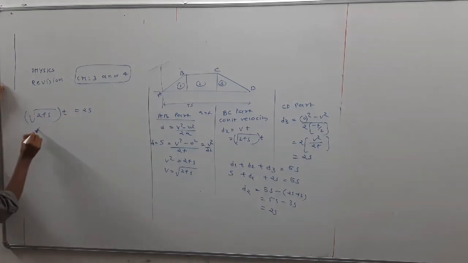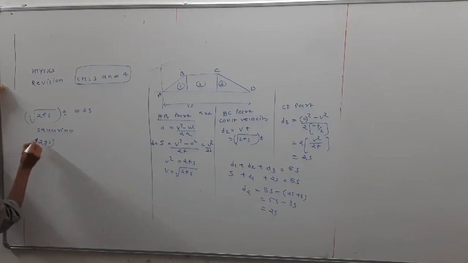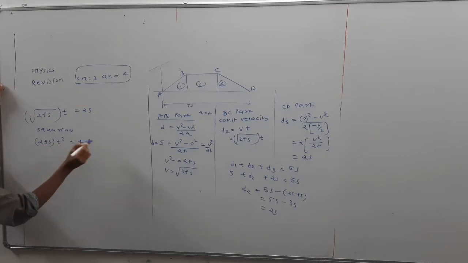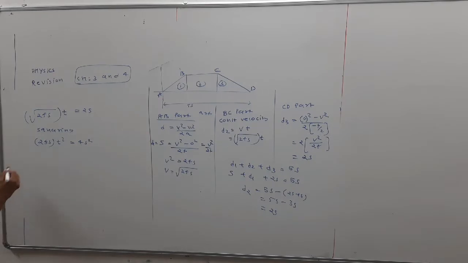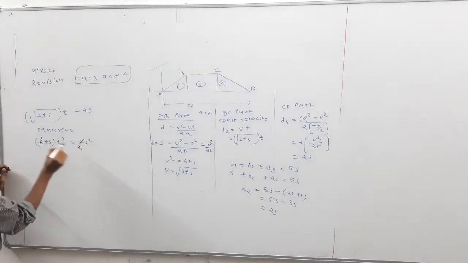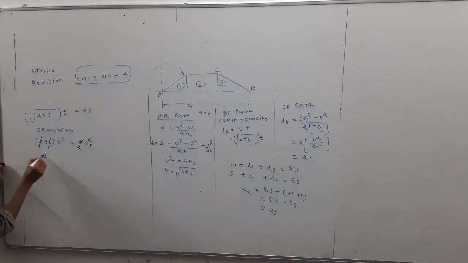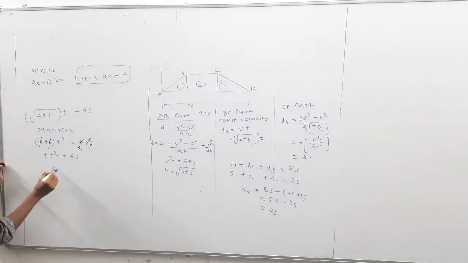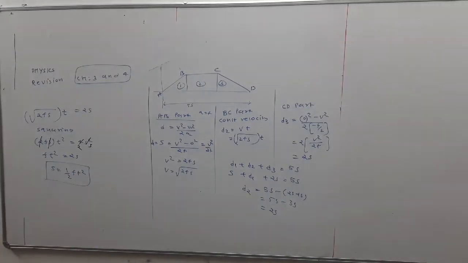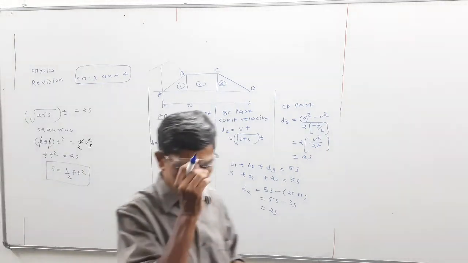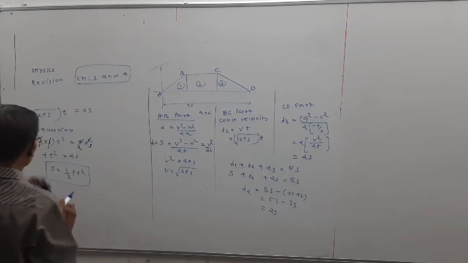If I take square on both sides, 2fs t square is 4s square. Now we can solve. 2 into 2s are 4. The s will also cancel, so we can say f t square is 2s. S is equal to 1 by 2 f t square. So this is the relation between f, t and s. This is how we can solve the question.